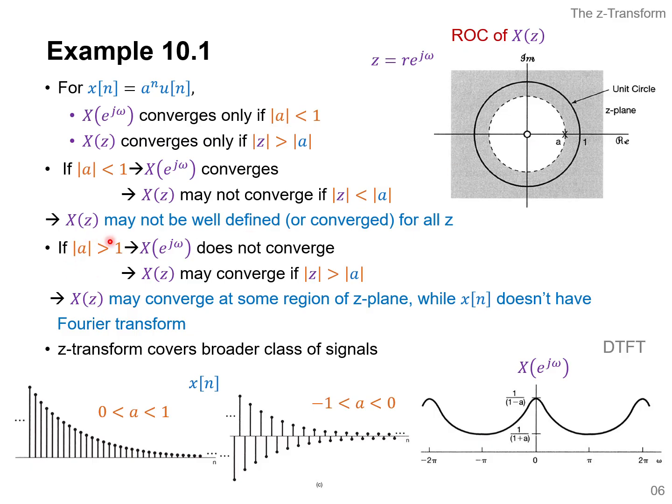If the magnitude of a is larger than 1, the Fourier transform does not converge because the signal grows. But the z transform can still converge when the magnitude of z is greater than a. This shows that the z transform works for more signals because it can converge in a specific region in the z-plane.